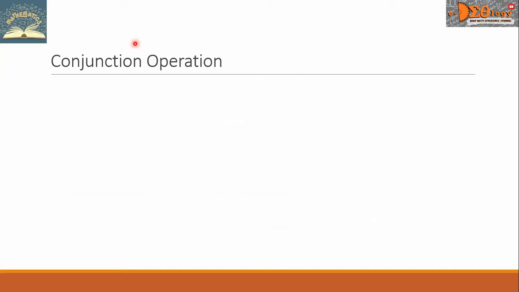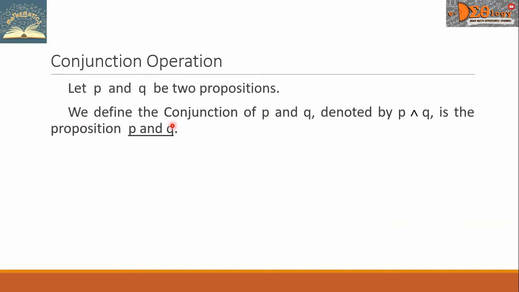Let's have now conjunction operation. Let P and Q be two propositions. We define the conjunction of P and Q, denoted by P and Q. We use the symbol inverted V to denote the word "and." So this is the proposition P and Q.